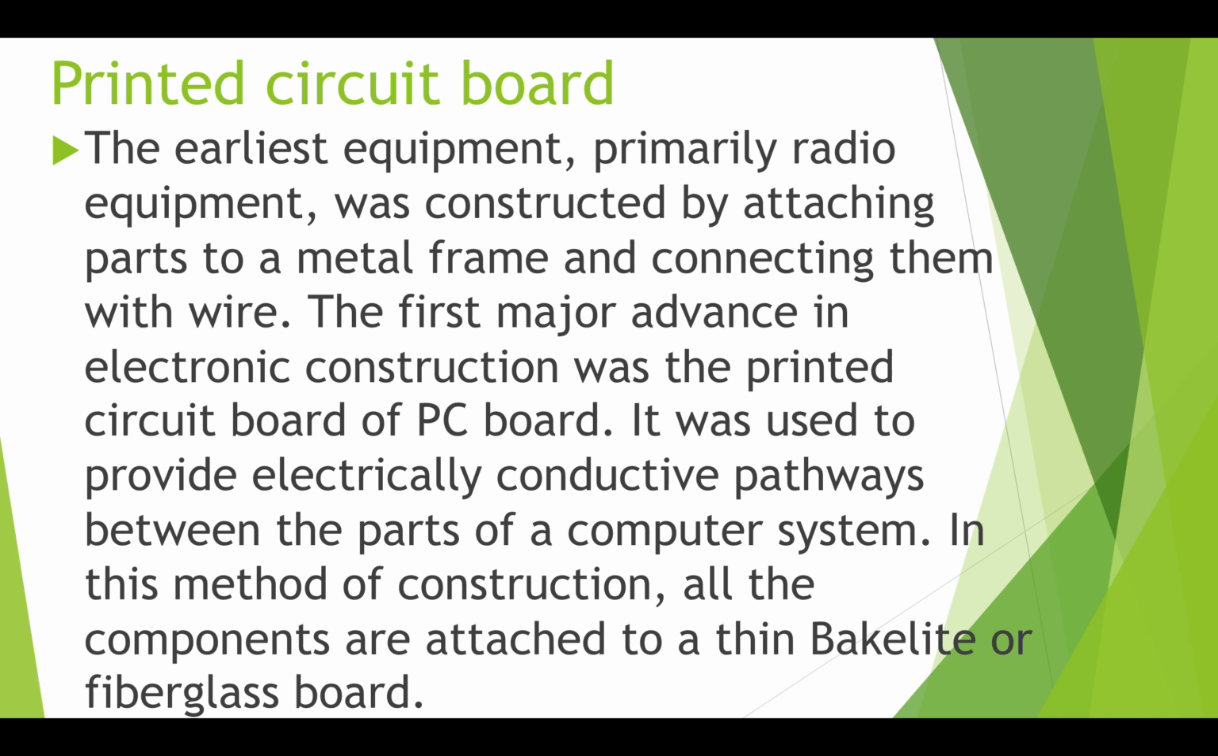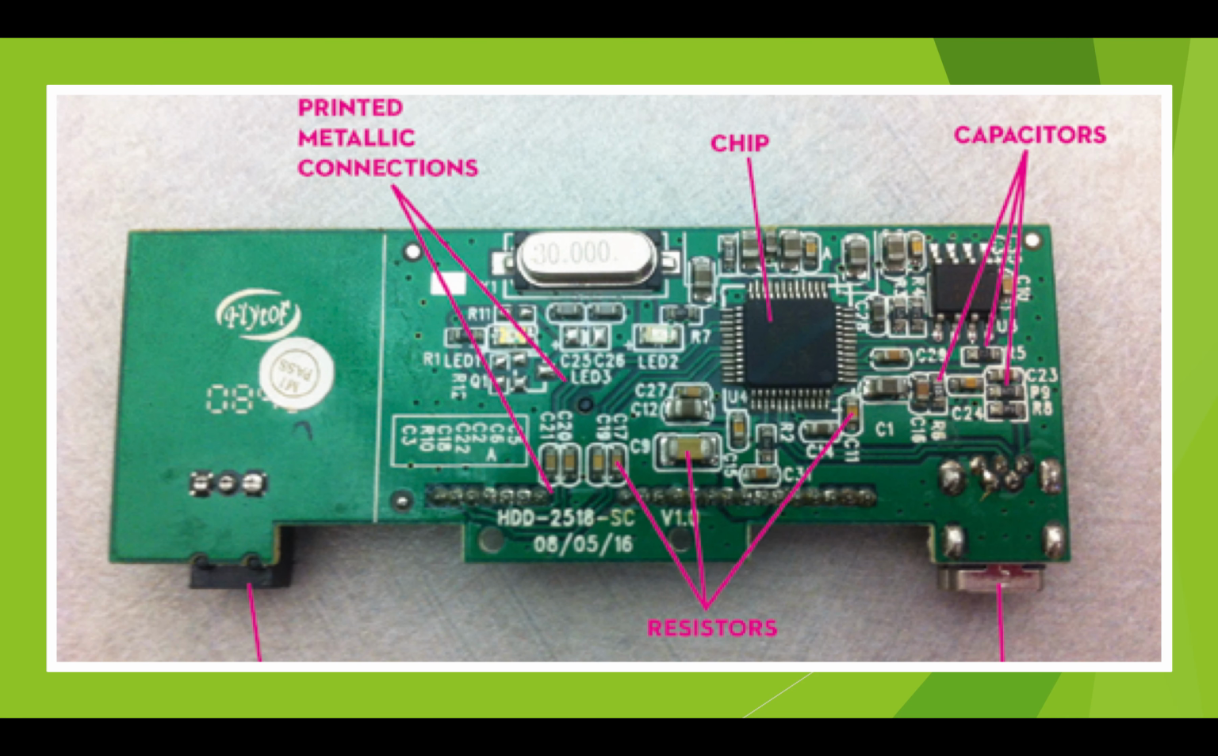The earliest equipment, primarily radio equipment, was constructed by attaching parts to a metal frame and connecting them with wire. The first major advance in electronic construction was the printed circuit board or PC board. It was used to provide electrically conductive pathways between the parts of a computer system. In this method of construction, all the components are attached to a thin bakelite or fiberglass board. Now you can see here printed circuit board.